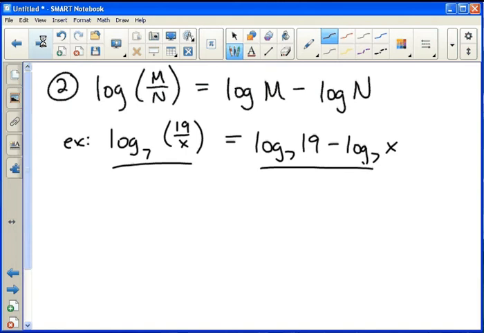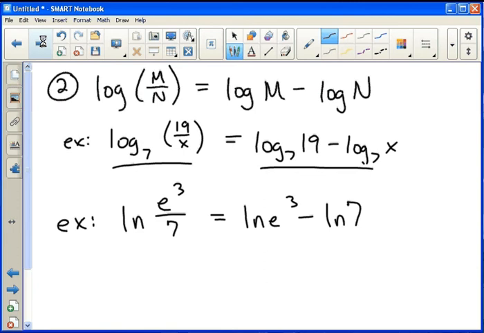One more example with this. Let's do the natural log of e cubed over 7. Since we're dividing, we can split it up by subtracting. Again, if you notice, there's something here that'll cancel out. Natural log and e cancel each other out, and all it's going to leave is a 3. So that would be our final answer.